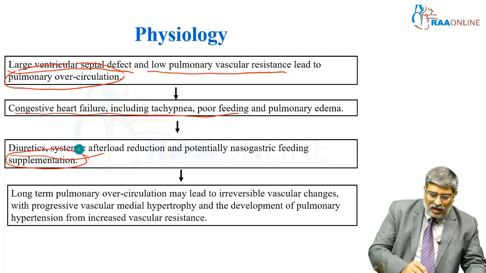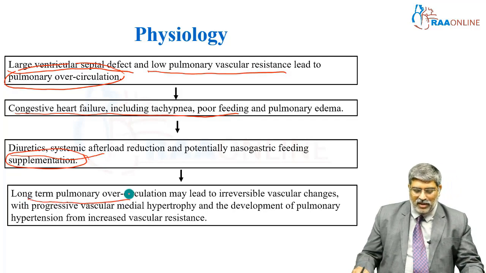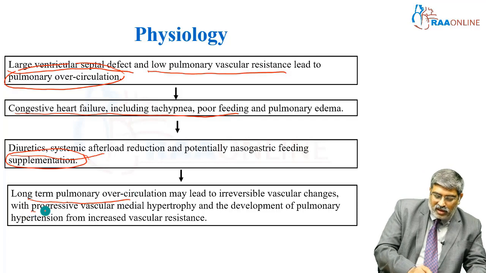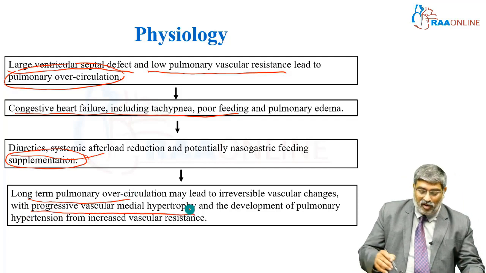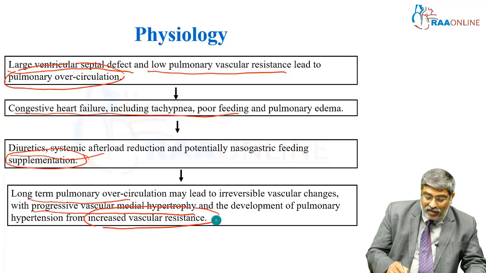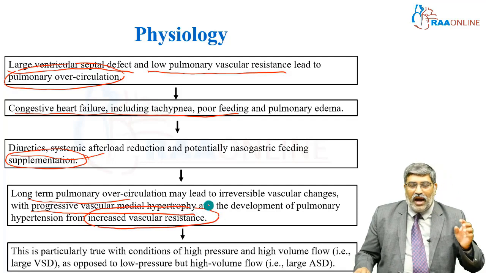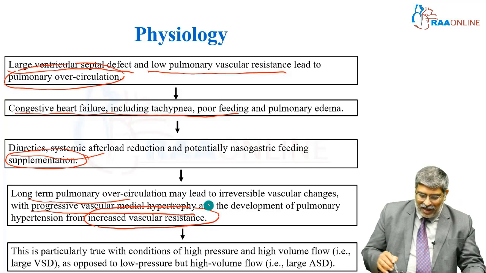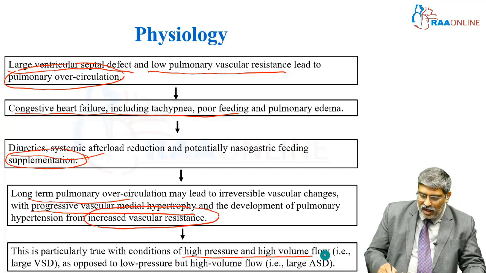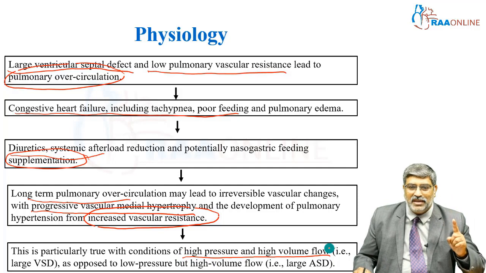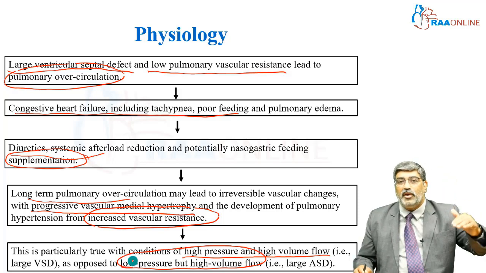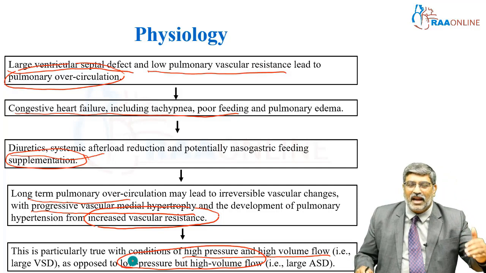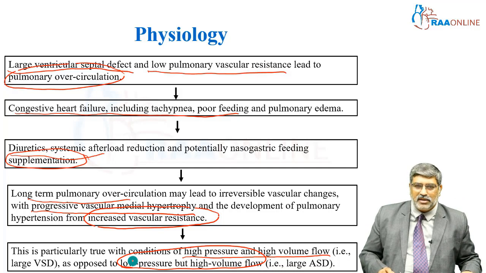But the long-term pulmonary overcirculation leads to progressive vasculomedial hypertrophy and development of increased pulmonary vascular resistance. And this typically happens with a high pressure, high volume flow, that is with VSD. But in the case of ASD, it is a low pressure but a high volume flow. It is very common with VSD, but slightly less common with atrial septal defect.